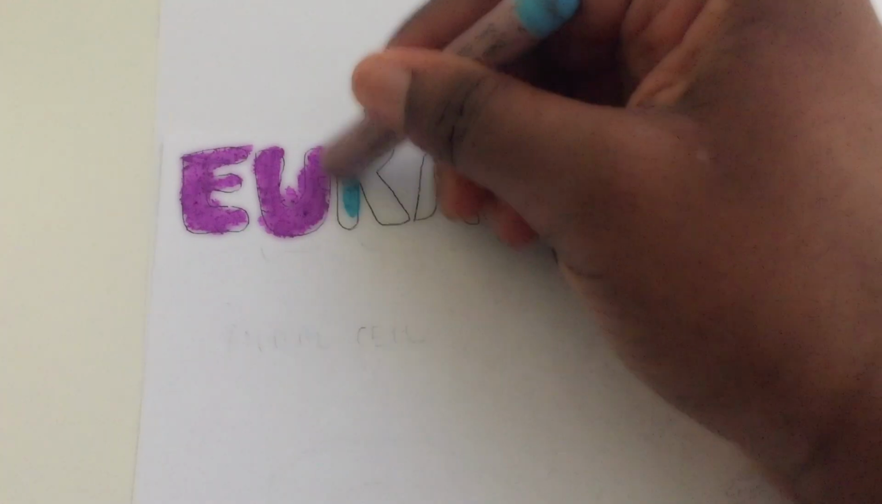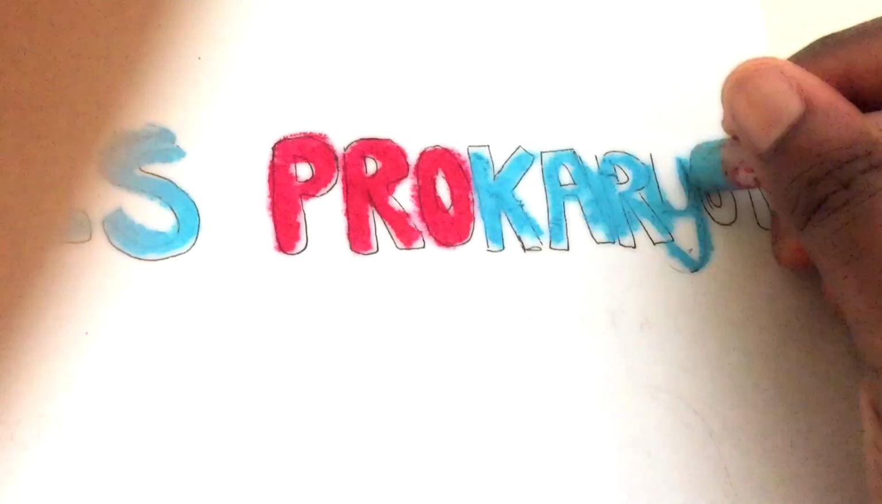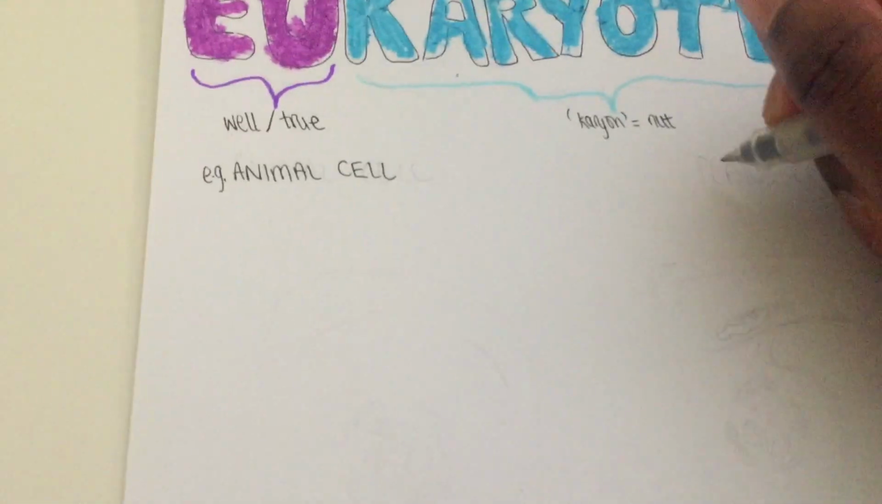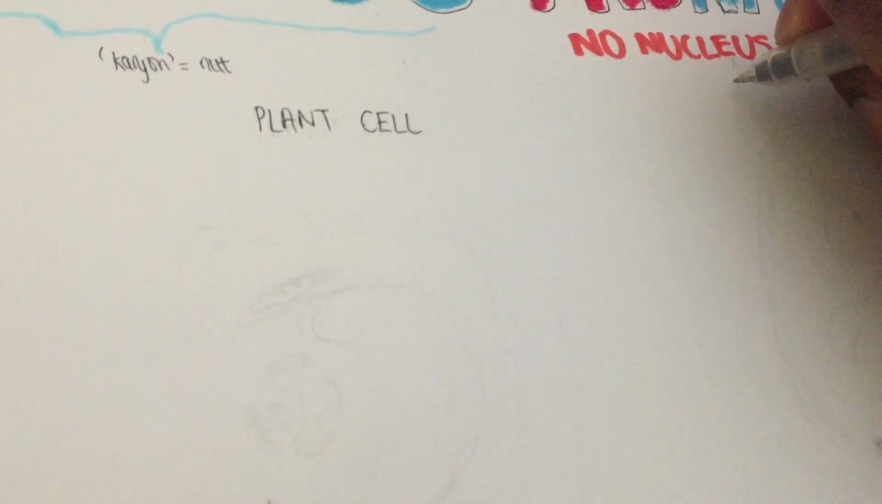Cells are the building blocks of life and can either be eukaryotic or prokaryotic. The word eukaryote, true nucleus, is derived from Greek, eu meaning well or true, and karyon meaning nut. Eukaryotes, such as animals and plant cells, tend to be larger and are usually multicellular, whereas prokaryotes, such as bacteria, pro meaning before and karyon meaning nucleus, have no nucleus and are much smaller.